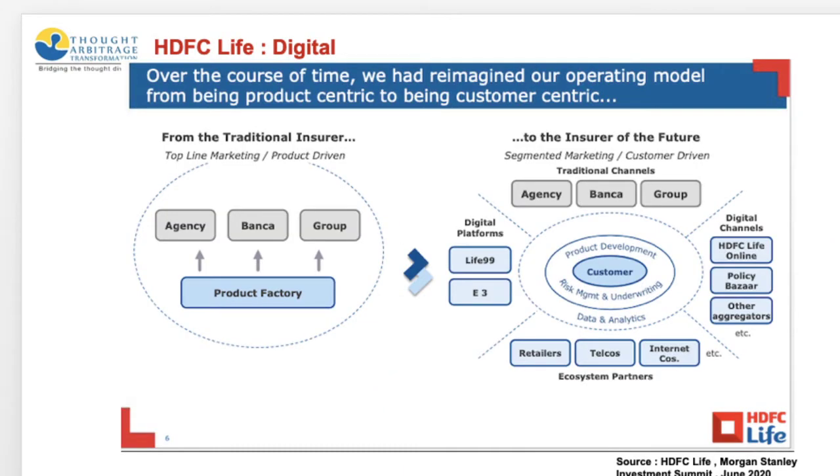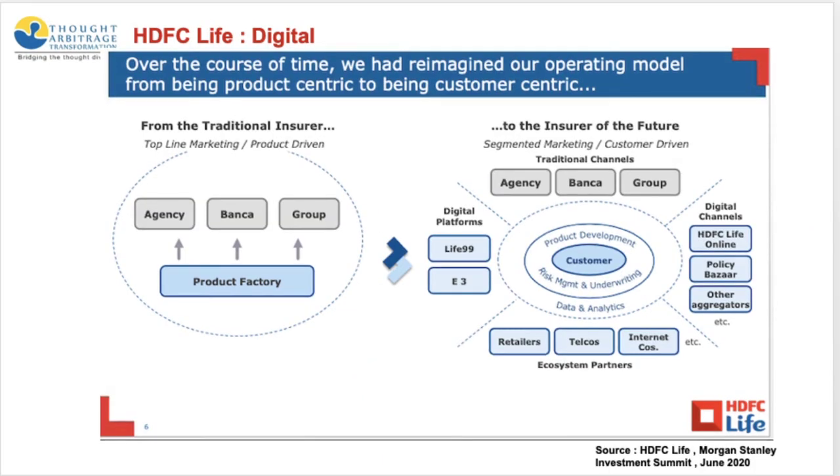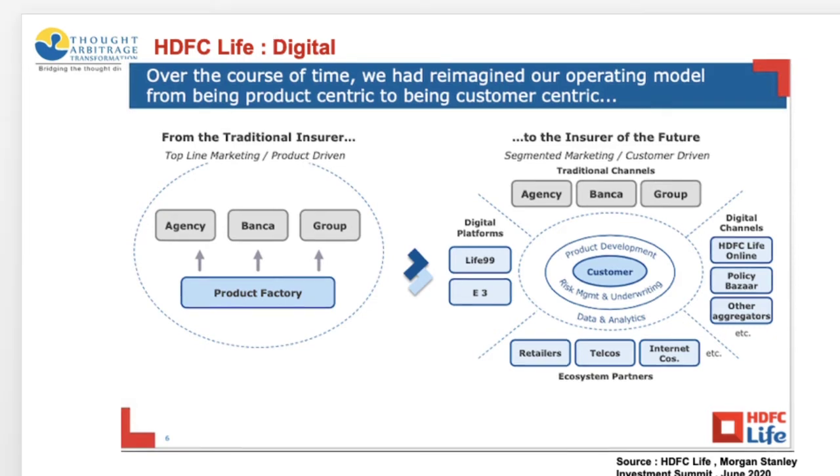Right. Now, you will see on the left hand side is the product factory or the product push model that I talked about, which has agency, group, and banker, banker being the bank led insurance model, and how they are converting to the insurer of the future, which is basically a technology driven process where the customer is in the center. Multiple digital channels, HDFC Online or the aggregator Policy Bazaar or other aggregators in place with digital platforms at the left hand side.